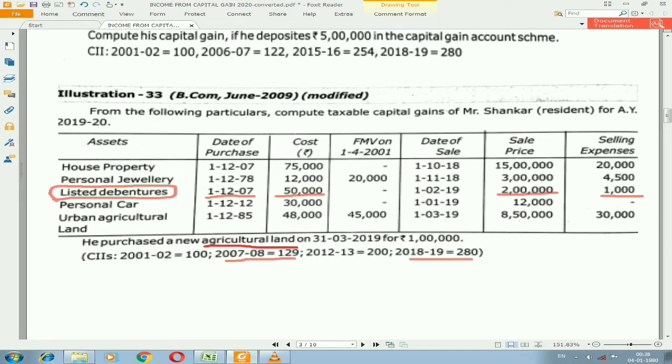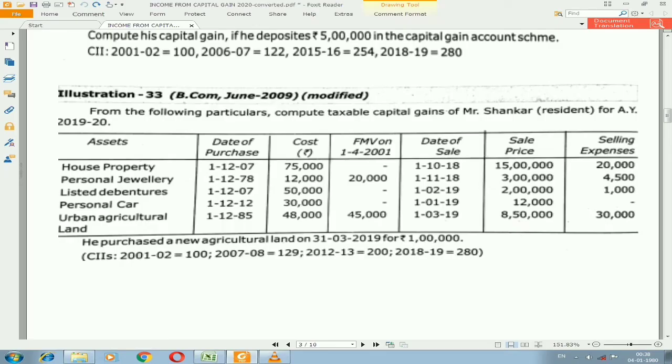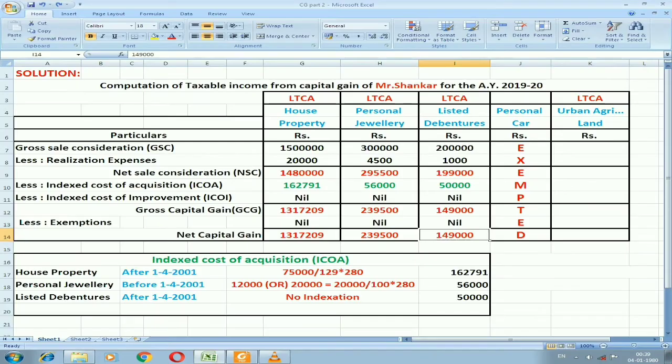You can check whether the exemption is applicable or not. As we have sales of listed debentures and purchase of agricultural land, it is not related to any exemptions, that will be nil. So total capital gain will be 1,49,000. Let us go with the next asset, that is urban agricultural land. The sale amount is 8,50,000 and selling expenses is 30,000. So let us take it. After deducting that, we'll get a net sale consideration of 8,20,000.